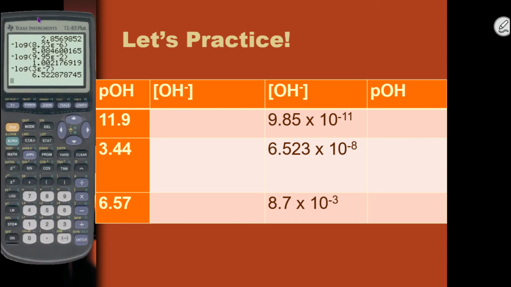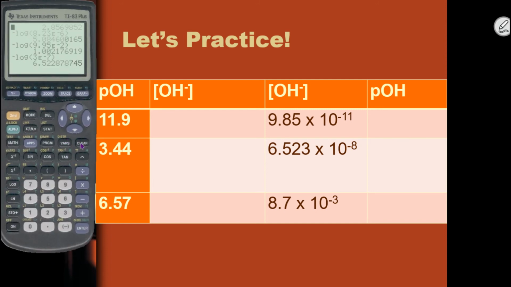So let's go through these. We have the pOH values. So we're going to find the concentration by using the anti-log. So the anti-log, second log of negative 11.9, is 1.26 times 10 to the -12. You can also do it on your own.